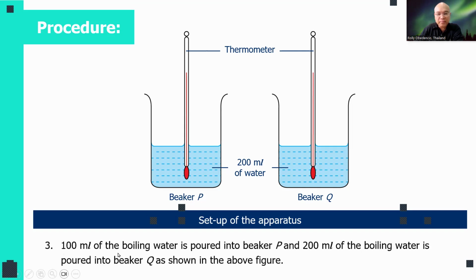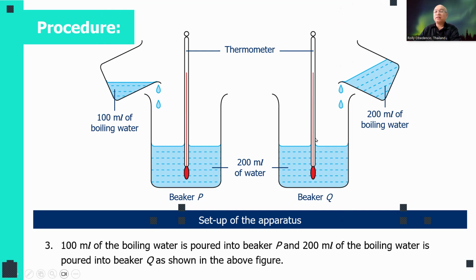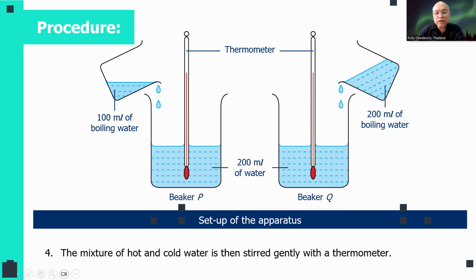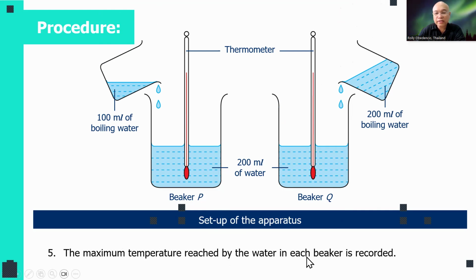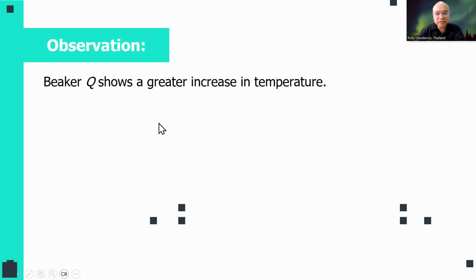Then 300 ml of boiling water is poured into beaker P, and 200 ml of boiling water is poured into beaker Q, as shown in the above figure. Now, what happens next? The mixture of hot and cold water is then stirred gently with a thermometer. And then five, the maximum temperature reached by the water in each beaker is recorded. So you will see the observation here.